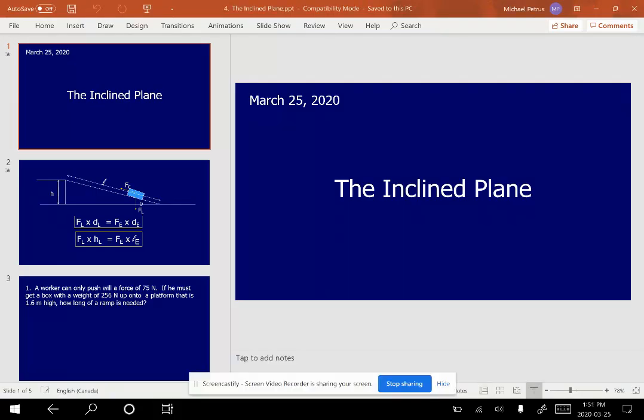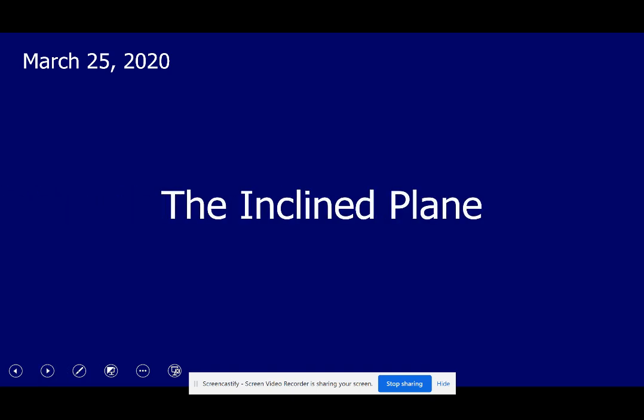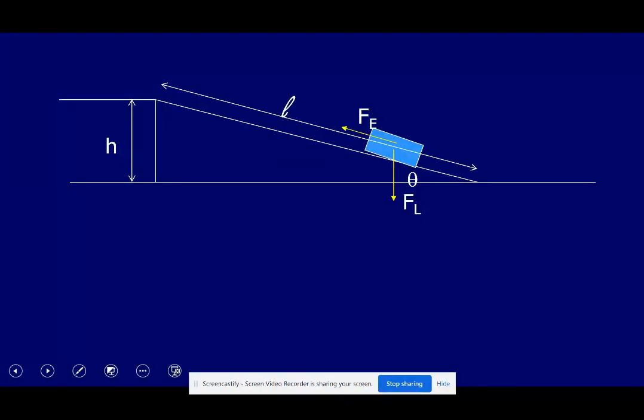All right, here's the next one. This is on the inclined plane. You'll see the formula's pretty similar to what we've been dealing with already. On the next slide here, you'll see an example of one. It gives you pretty much the same information. That's just theta to measure the angle, but we don't even need the angle for this.